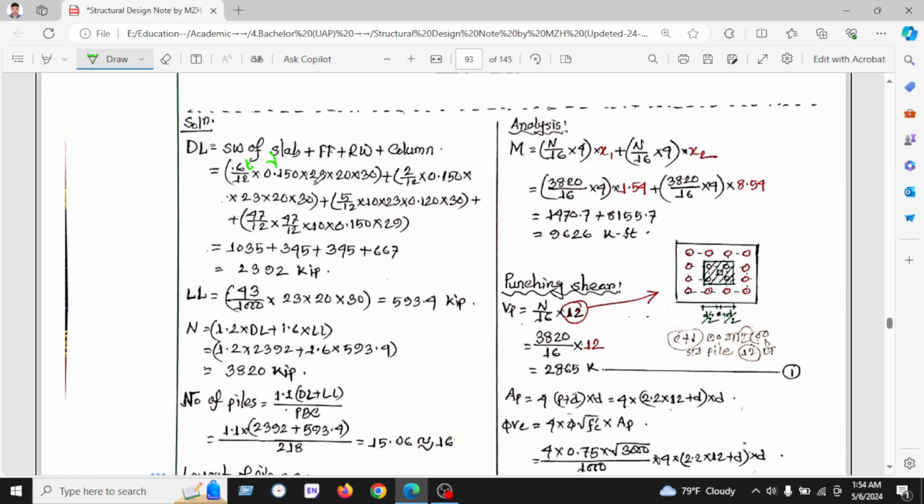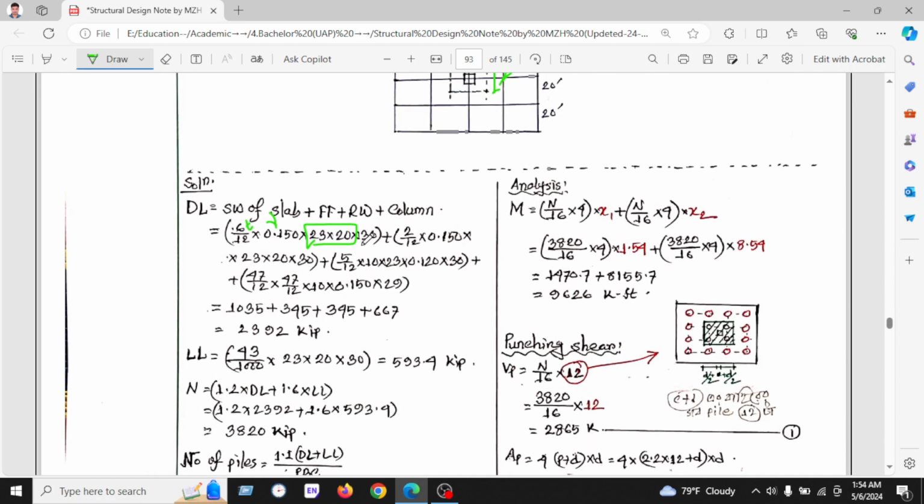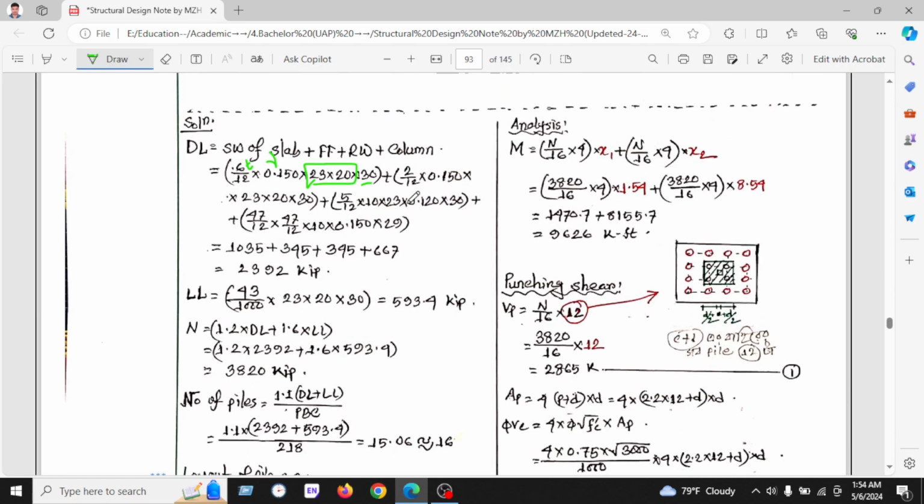0.150. Here is the tributary length: 23 by 2 on the left and 23 by 2 on the right, so the total will be 23 feet. In the same way, here it is 20 divided by 2 and 20 divided by 2, so it will be 20. So this is the tributary length.